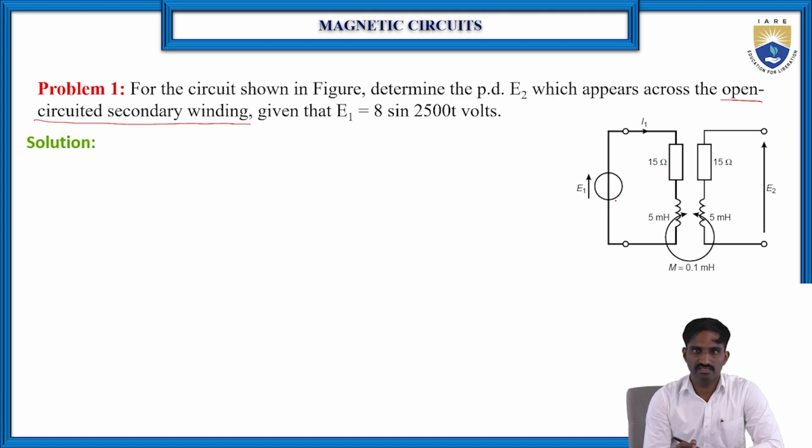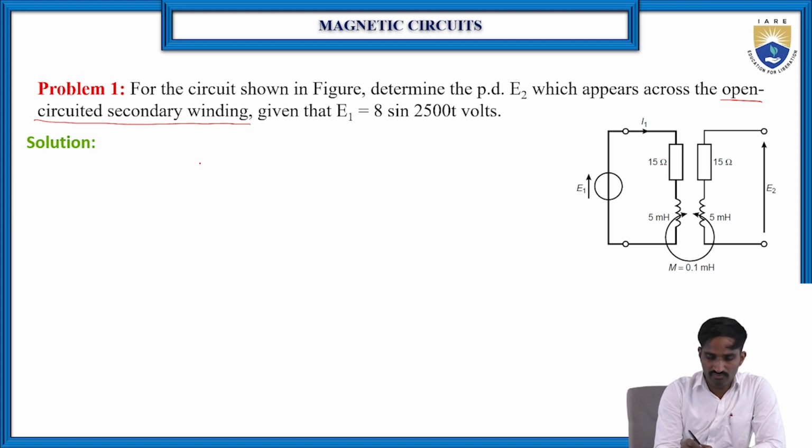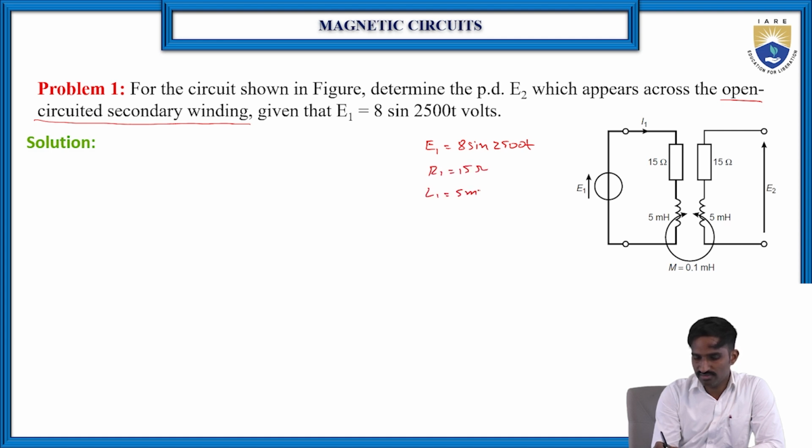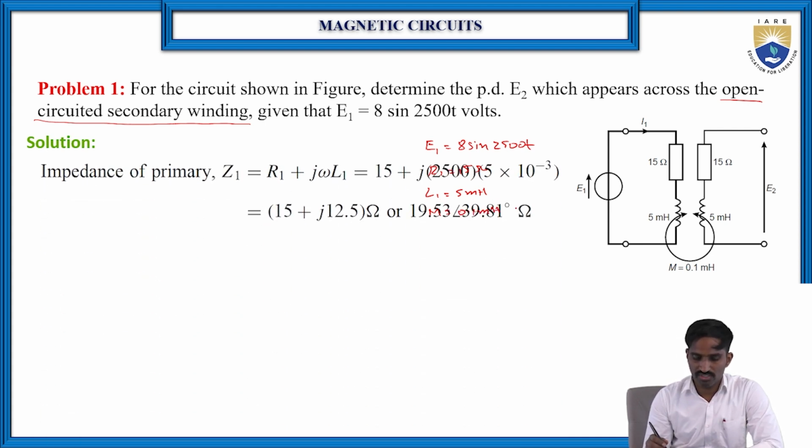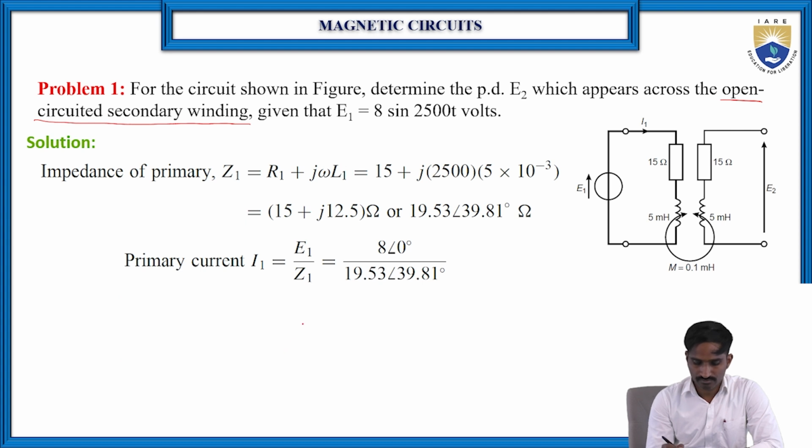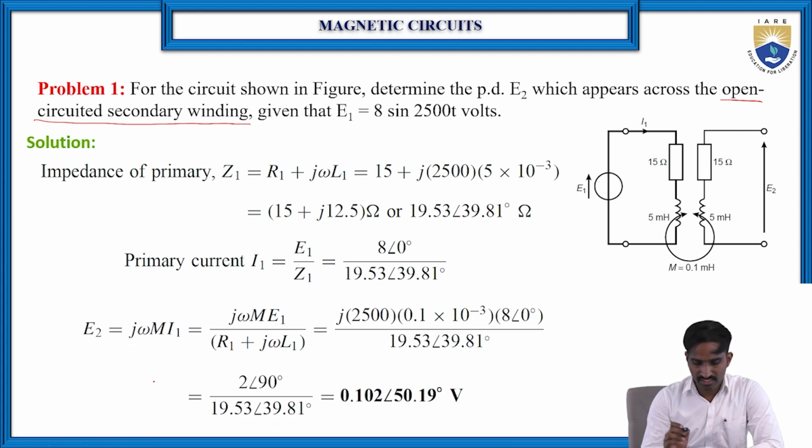So we can directly take the equation and substitute, because here you know what E1 is. E1 is equal to 8 sine 2500t, R1 is equal to 15 ohms and L1 is equal to 5 millihenries. Of course R2 and L2 are there, but we don't require them, and M is also given as 0.1 millihenries. Then we know the equation, so substitute all these values in this equation, and then you can find the value of E2. Either way you can find the value of E2.